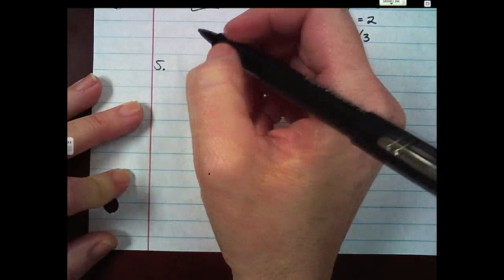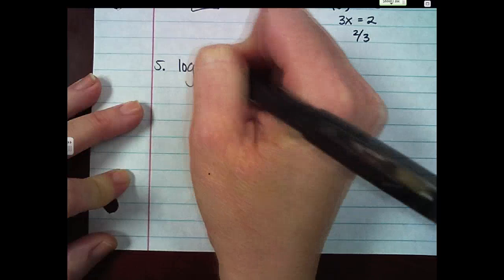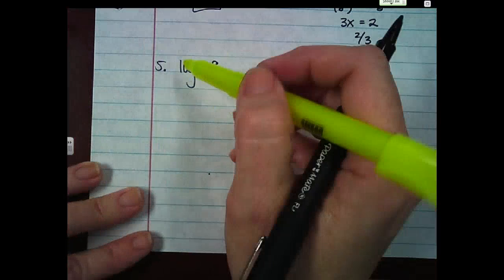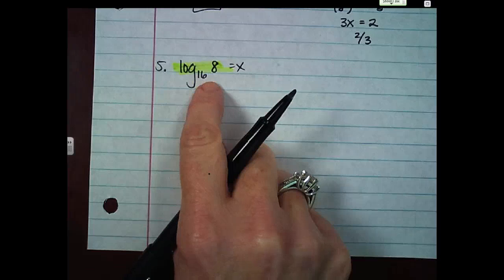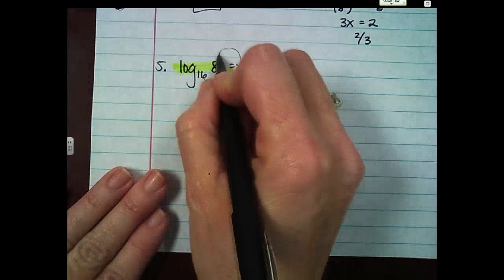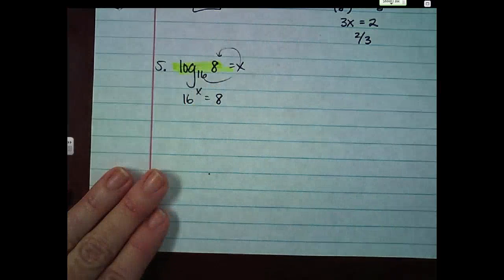Let's do log base 16 of 8. This is the same type of problem. You can set it equal to x if you want. But let's think about this. I'm saying 16 to some power is going to give me 8. We don't know what. 16 to some power gives me 8. Okay, no calculators. Can we do it in our head?